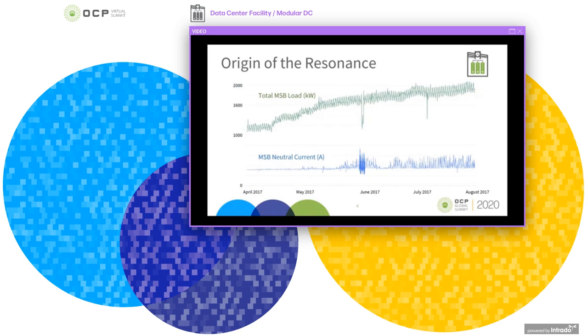The origin of this resonance was back in 2017, as I mentioned earlier. Here, the green trace is the total MSB load in kilowatts, and you see how as we were increasing the load, sometime in June 2017, the MSB neutral current started to spike. If you were to measure the MSB currents whenever one of these spikes was happening, you will see the waveform that I showed in the previous slide.